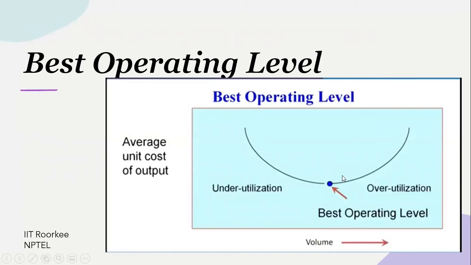So this is the graphical representation of the same. There is a point known as best operating level, and before that point there is underutilization of our resources, and after this there is overutilization of our resources, and there are certain disadvantages, as we have seen, in overutilization of our resources, and this is the best operating level.